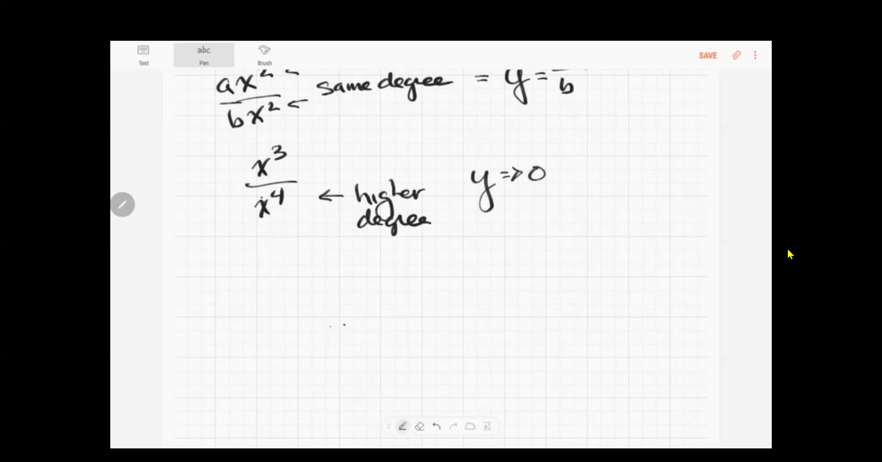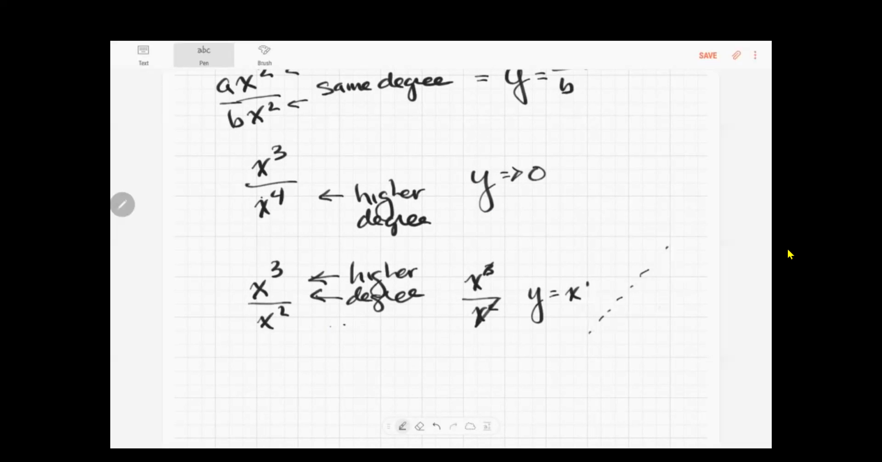And so we just have one more, which is the case of what happens when the numerator has a higher degree. Well, if we think about it, when we cancel those out, this is going to be a 1, so it's going to be y equals x. Well, y equals x is a line like that, kind of a 45-degree angle.